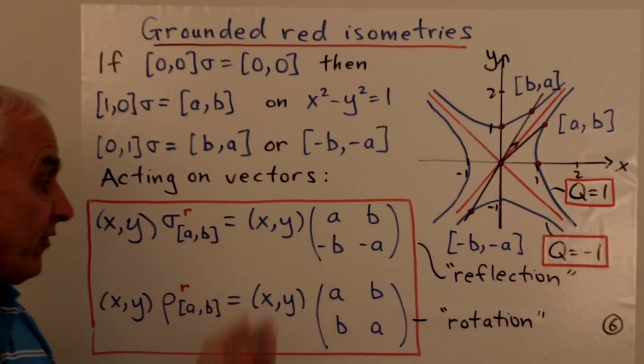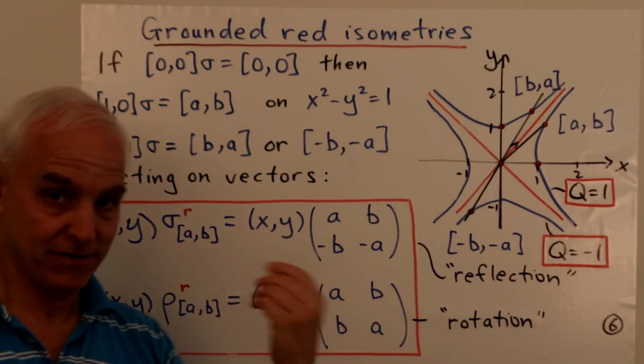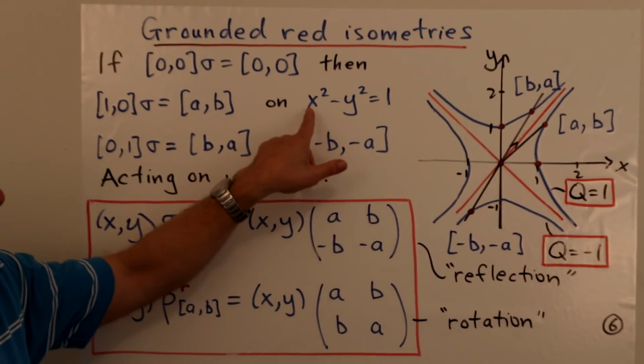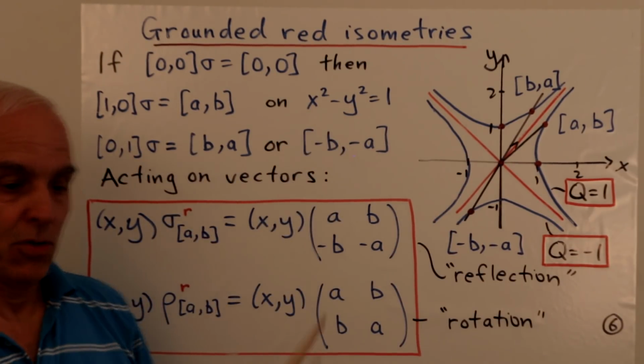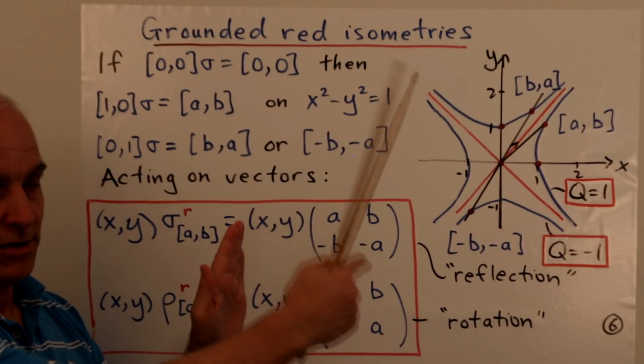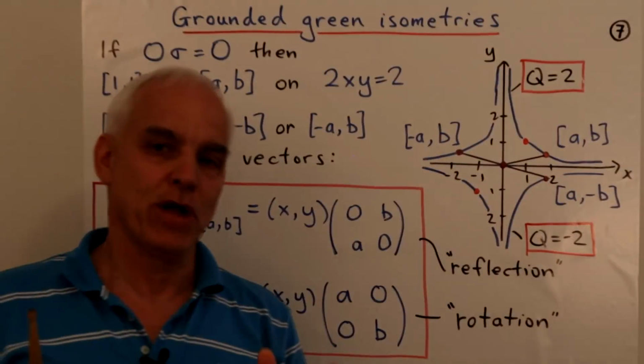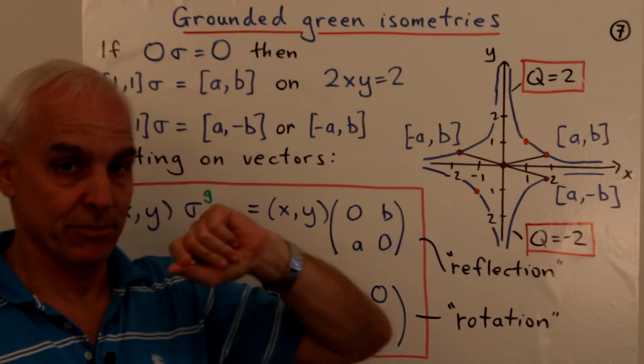But these are the formulas, and you can check relatively easily, just the way I did for the blue one, that they are in fact isometries for the red dot product, where the matrix M is 1, 0, 0, minus 1. And finally, let's look at the grounded green isometries.